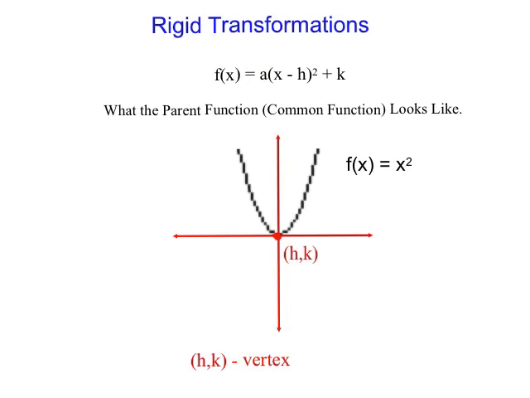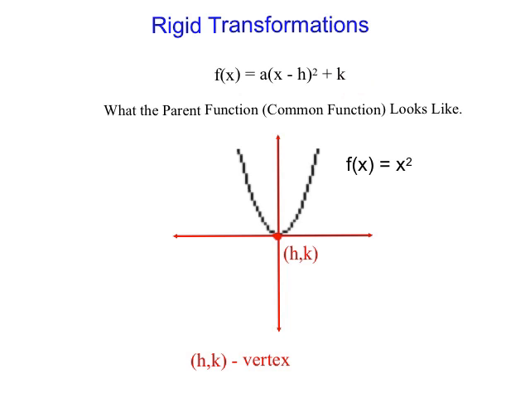Now, as we take a look at parabolas, there are different types of transformations. You're going to see two different types of transformations. The first one is called a rigid transformation, and of course the second one is a non-rigid transformation. We're going to take a look at a rigid transformation first. Okay, so here I have the standard form for a parabola, also known as what? If you said vertex form, you are correct.